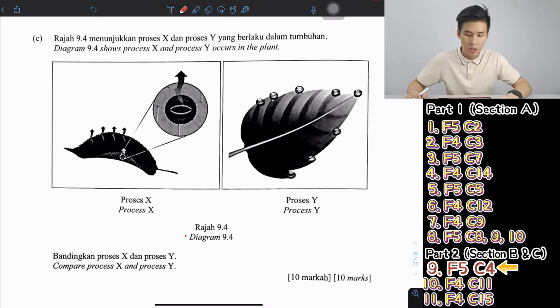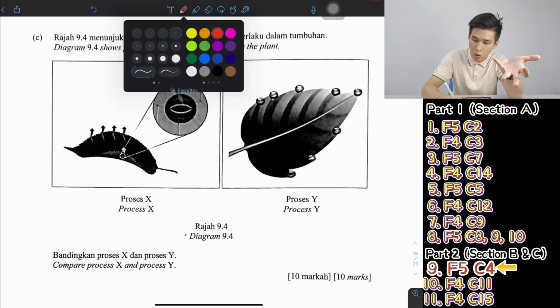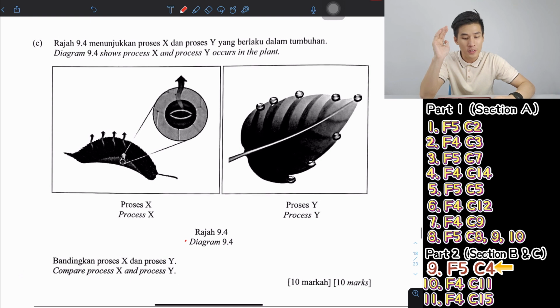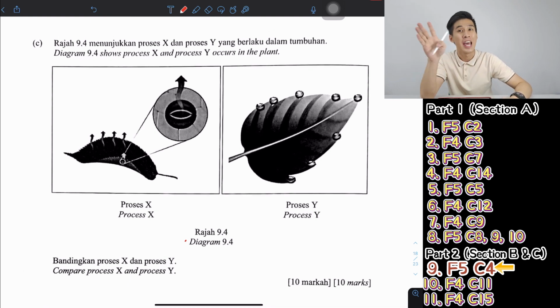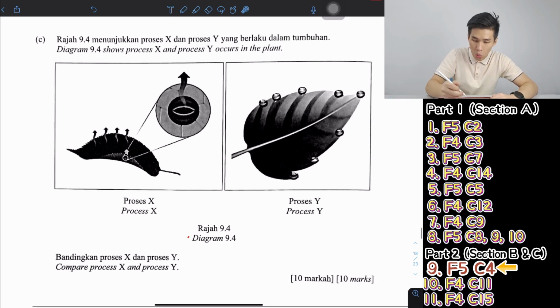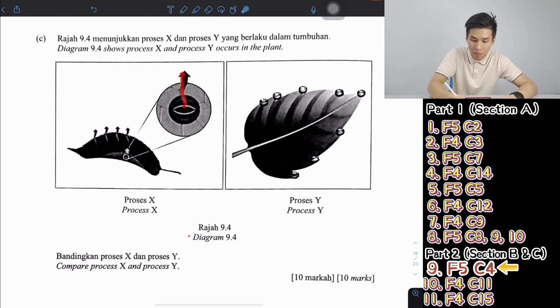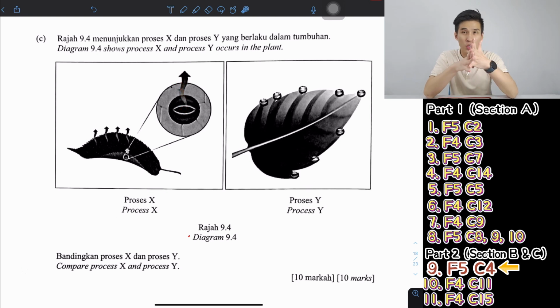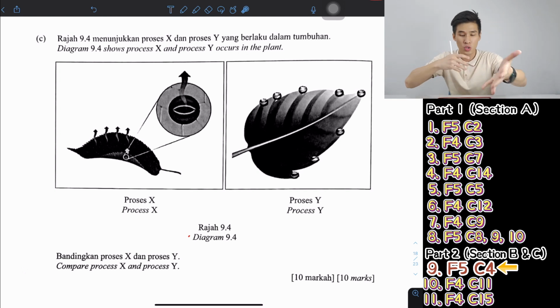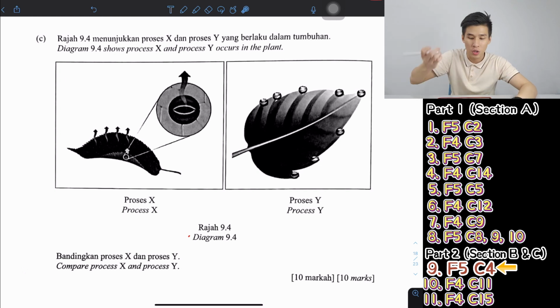Okay, then question C, also part of this chapter, which they also quite like to ask. I find out quite often they like to ask this also: the comparison between these two processes, X and Y. So X, this process you can see is something coming out from the stomata of the leaf. There's literally only one thing that comes out from the stomata, which is water. Of course, there's gases exchange as well, but if these are gases exchange, they will show in and out. So this one only comes out in one direction, so definitely it is water.